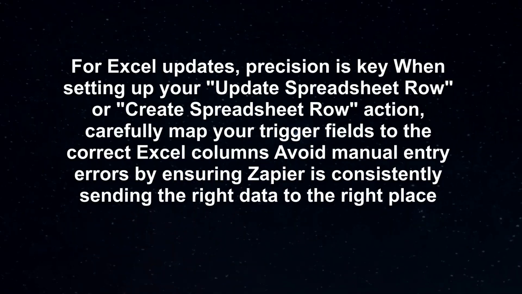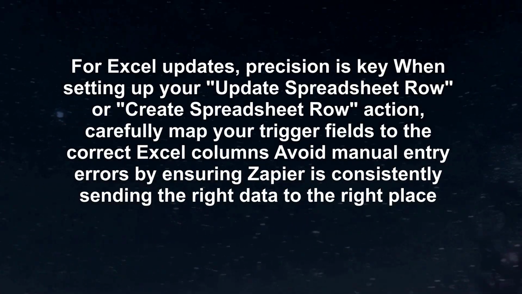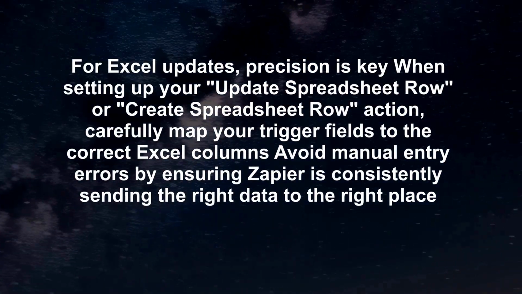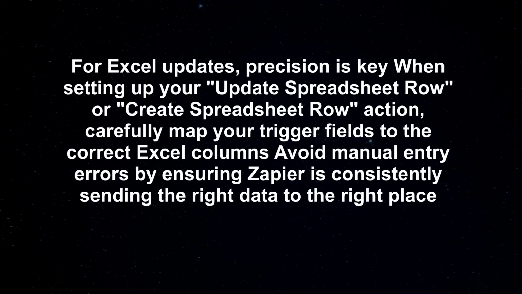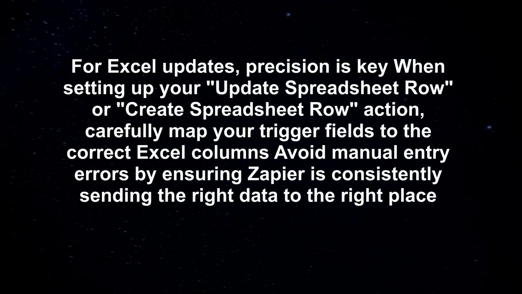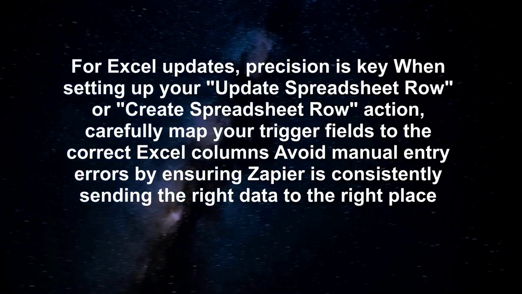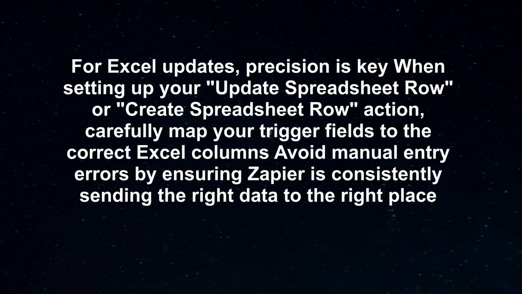For Excel updates, precision is key when setting up your update spreadsheet row or create spreadsheet row action. Carefully map your trigger fields to the correct Excel columns. Avoid manual entry errors by ensuring Zapier is consistently sending the right data to the right place.